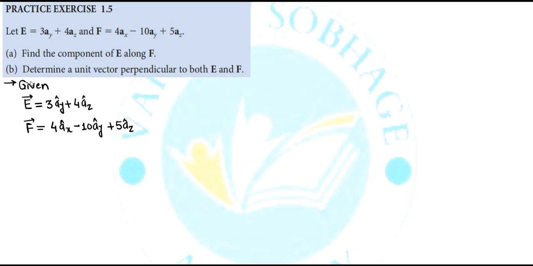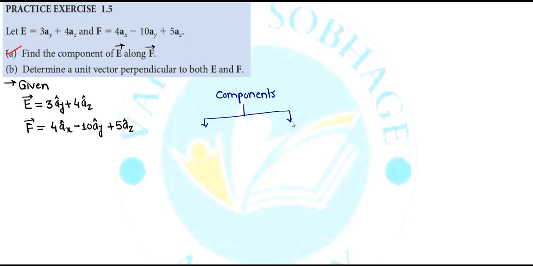Okay, now here in this numerical, in the very first part, we have to find out what is the component of E along F. What is the component of your vector E along vector F? Whatever the components of any vector, it is broken down into two parts. So very firstly, we will just review that. Vector components of a given vector are basically classified into two parts.